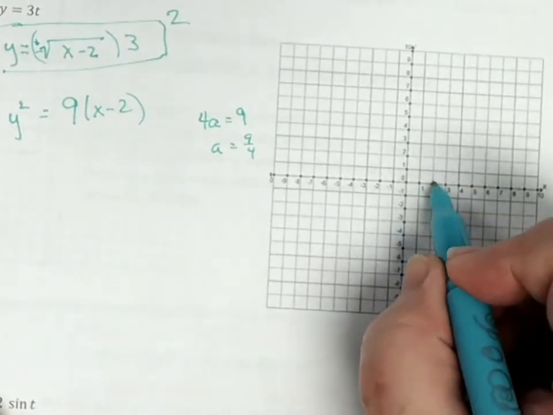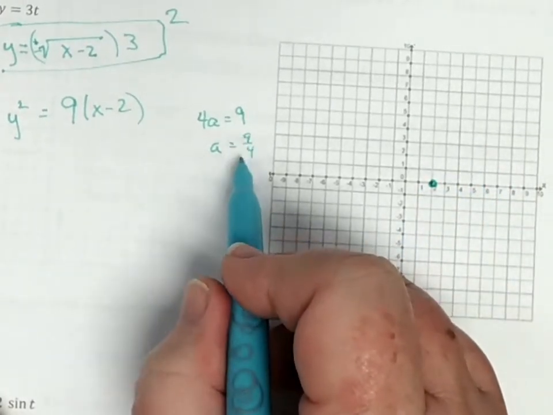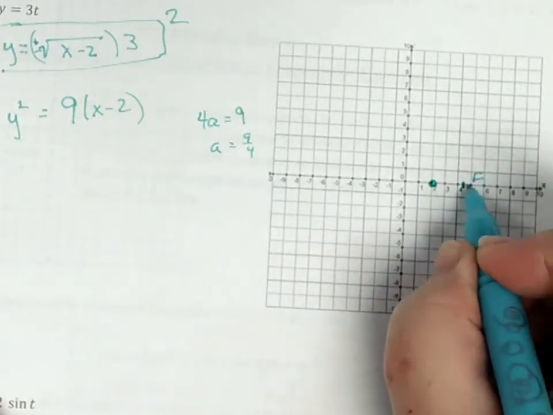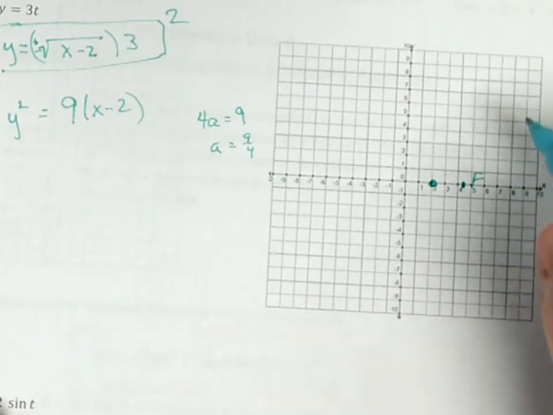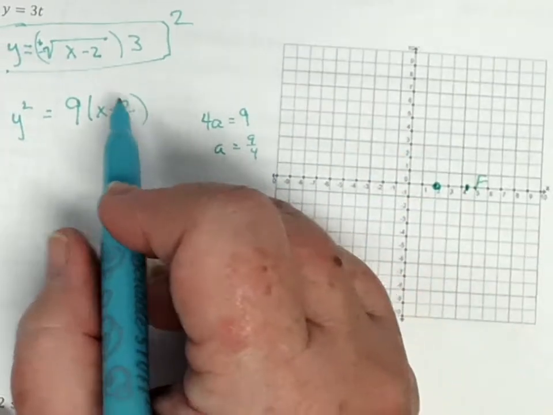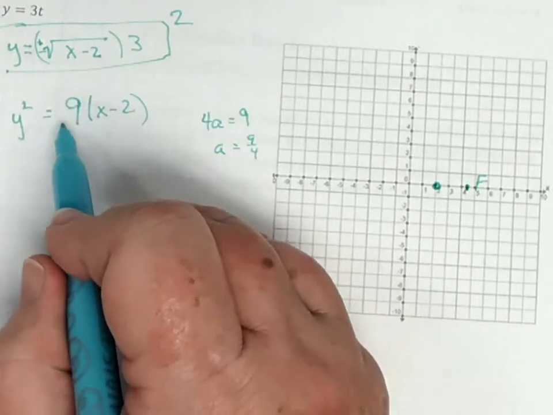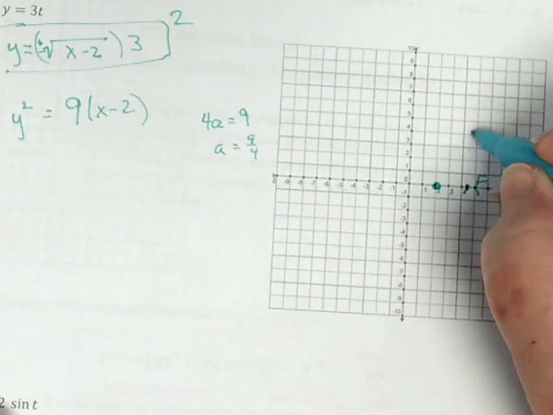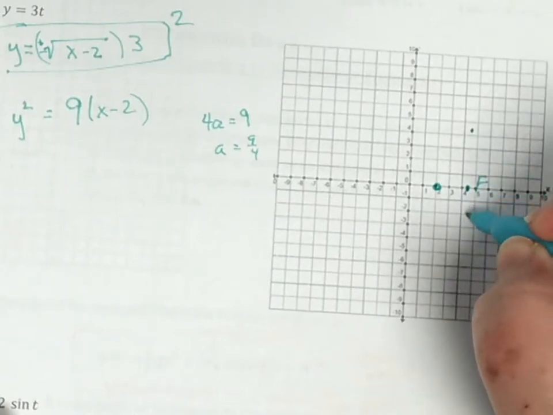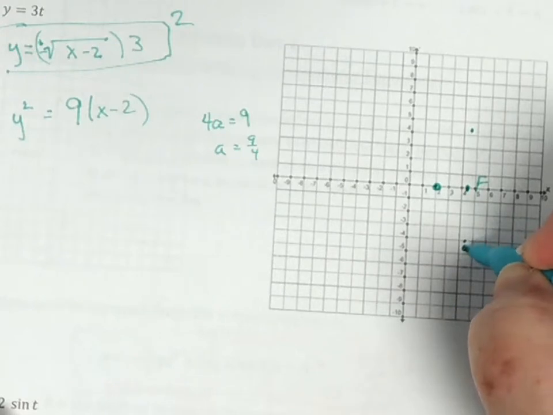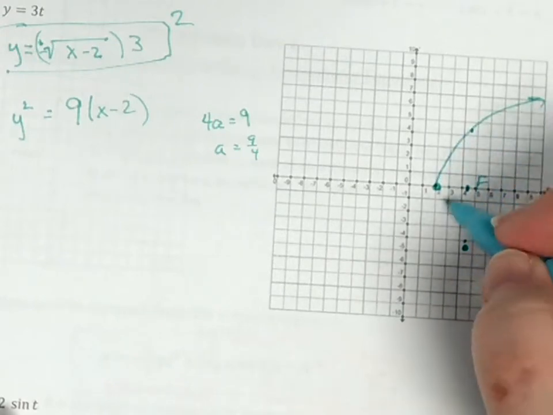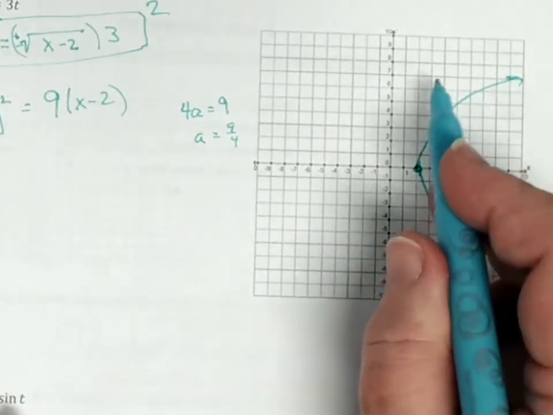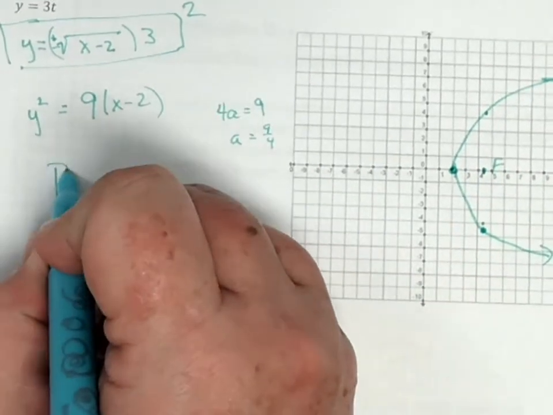So I'm going to come in and I'm going to go 2, 0. My focal point is 2 and 1/4 away. There's my focal point, 2 and 1/4. And through that point, my latus rectum needs to be 9 units long. So that's 4.5 units up and 4.5 units down. And you can graph the parabola. You can see that it is a horizontal parabola, so the shape that it is.